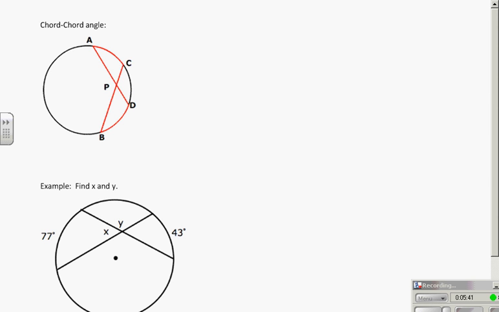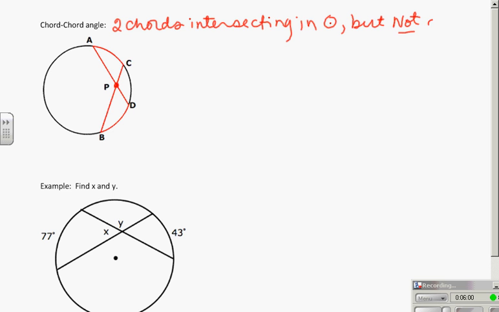Now we have a different scenario. What if we have a chord angle scenario? So again, we're going to intersect inside the circle. So we're talking about two chords intersecting in the circle, but not at the vertex. Because if we're at the vertex, that's a central angle, they're equal, life is good. But in this case, we need to use something else.